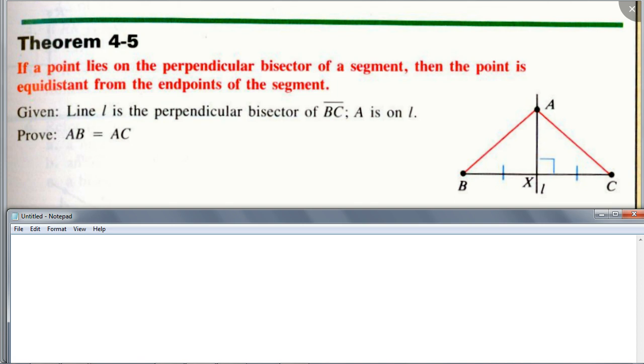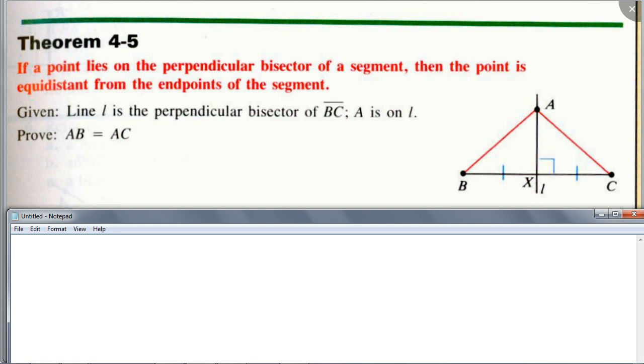I want you to discuss with your group. I'll give you time. Go ahead. What do you think? How would you do it? So how would you show that those two triangles, AXB and AXC, are congruent? How about Lara? What do you think? Side angle side.